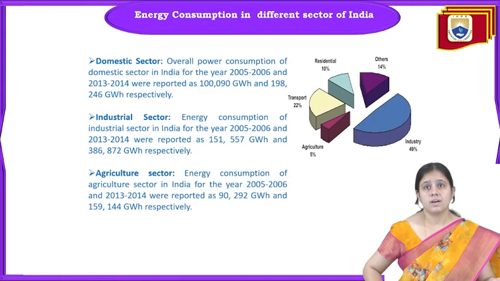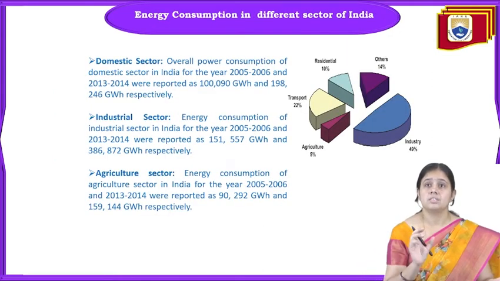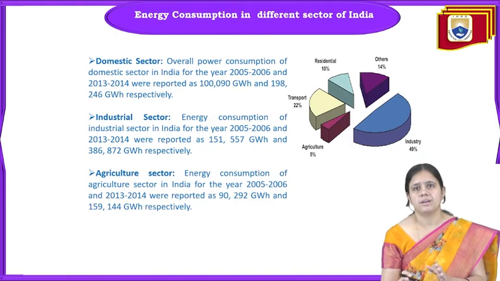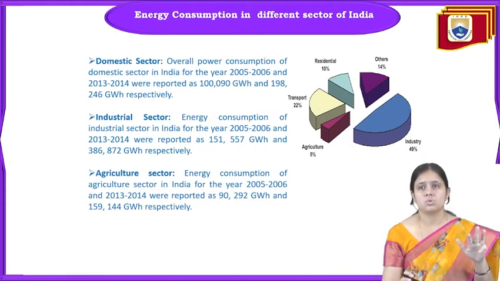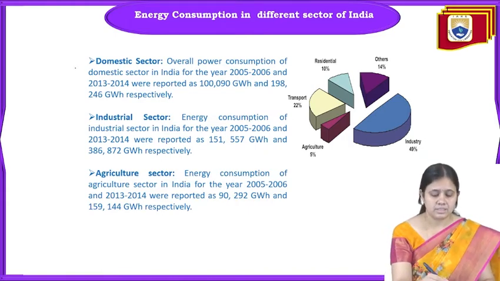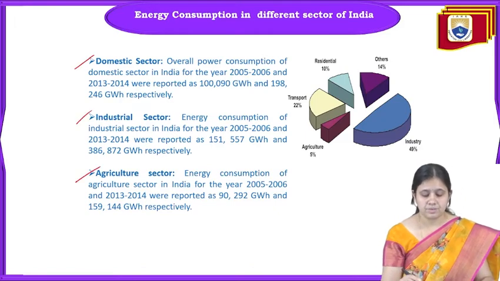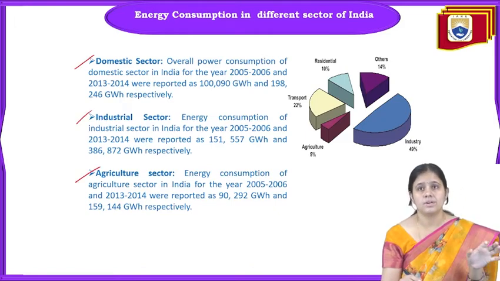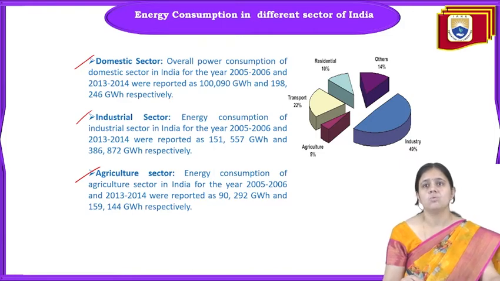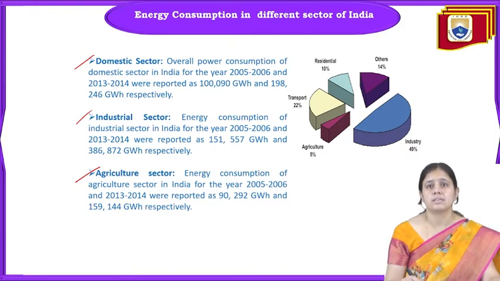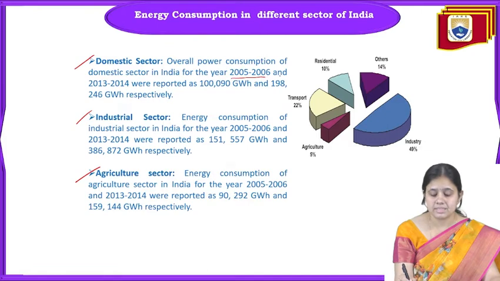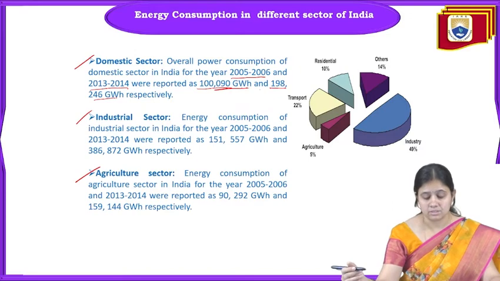So we are going to be discussing the energy consumption in different sectors of India. We have divided it into three sectors: domestic, industrial, and agriculture. The overall power consumption of the domestic sector in India for the year 2005-06 was 100 gigawatt, and now in 2013-14 it has increased by 198.256 percent.